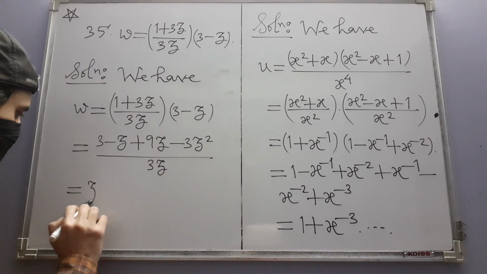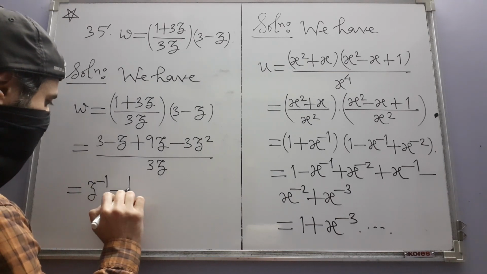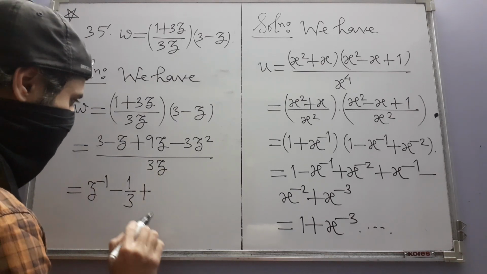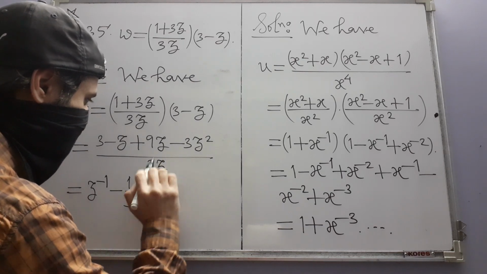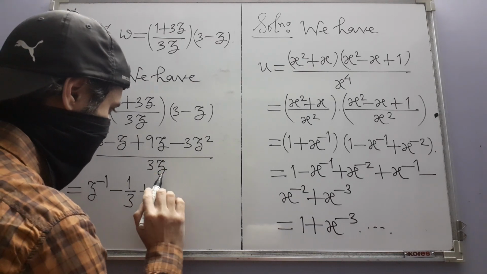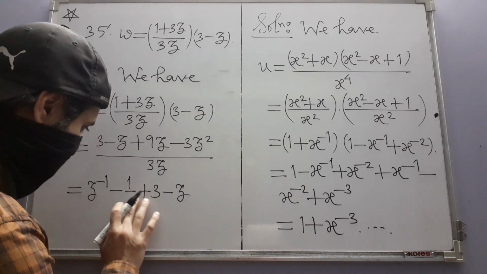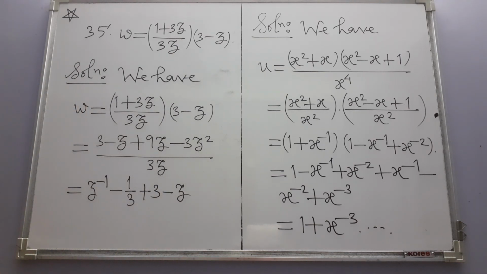So it will be z to the power minus 1 minus 1 divided by 3 plus 9 over 3 is 3 and z cancel out. So 3 minus 3 they cancel and we are left with z. The way I am writing these things, I have to very carefully write 3 and z, so that we do not confuse between them.